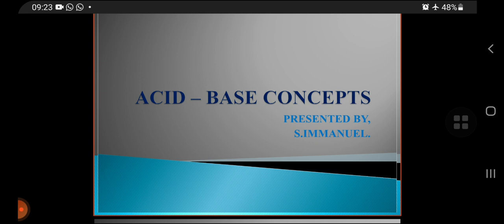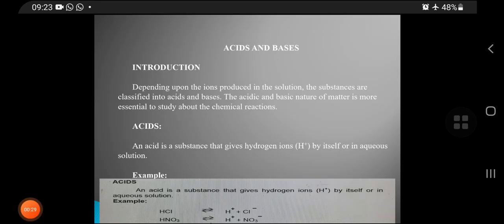Today we are going to discuss the acid-base concept. What is acid? What is base? After these classes, we will know what is acid, what is base, and what examples are used in acids and bases. First, we are going to talk about the general introduction of acid and base.